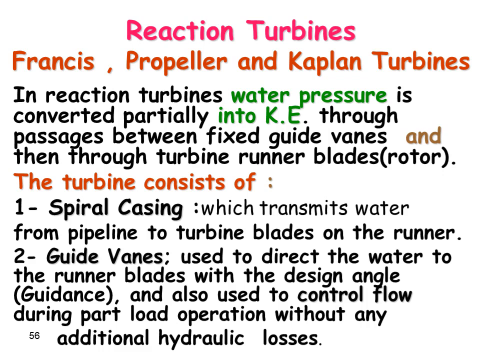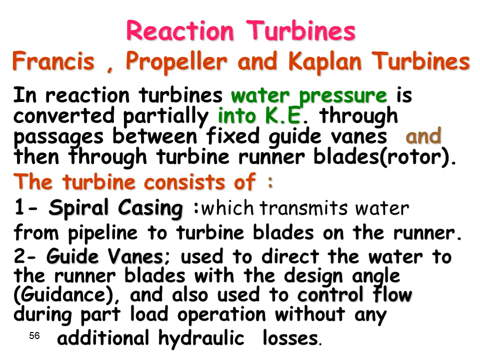The reaction turbines always consist of main parts. The first one is the spiral casing. The spiral casing is the casing of the turbine which transmits the water from the pipeline or the water tunnel to the turbine runner, which consists of several moving blades. Then the water passes from the spiral casing to the guide vanes. The guide vanes will be distributed around the circumference of the turbine runner.